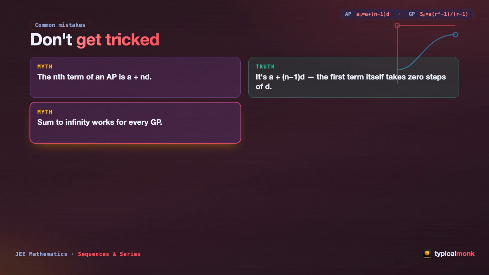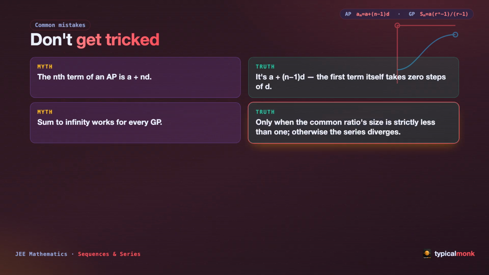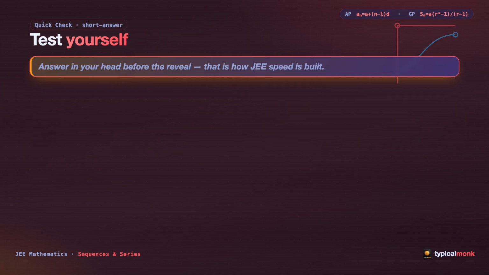Myth 2. The sum to infinity formula works for every geometric progression, no matter what. The truth? It only works when the size of the common ratio is strictly less than 1. Outside that range, the series either grows without bound or oscillates, and there is no finite sum to find at all. Time to test yourself.